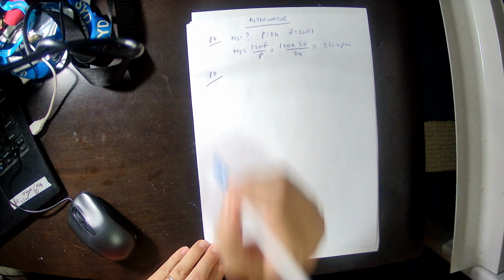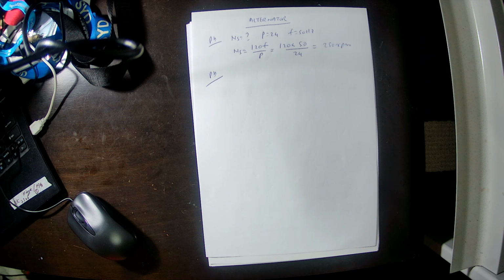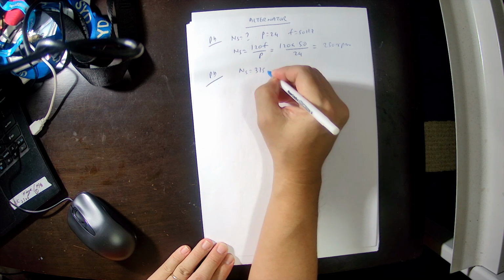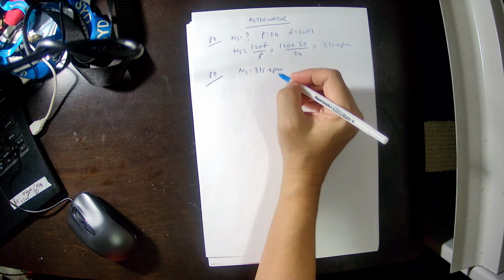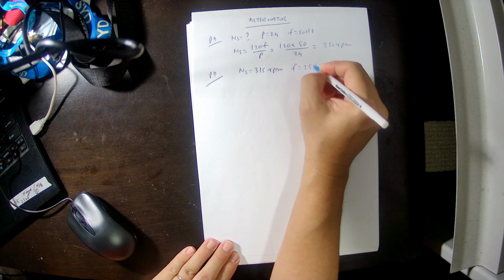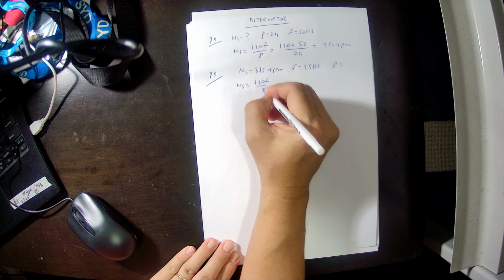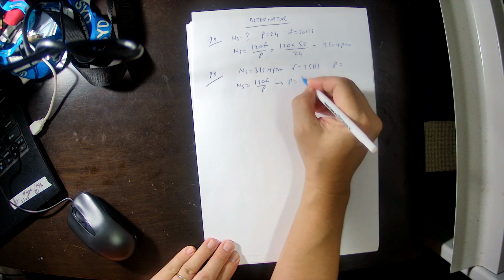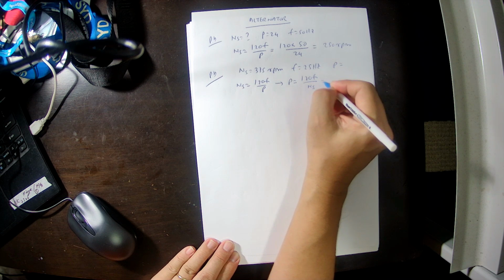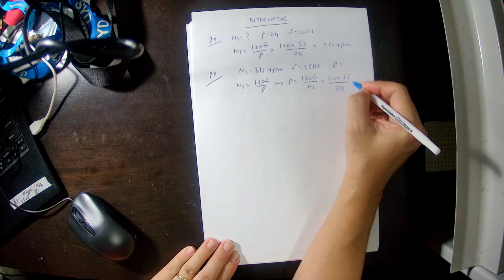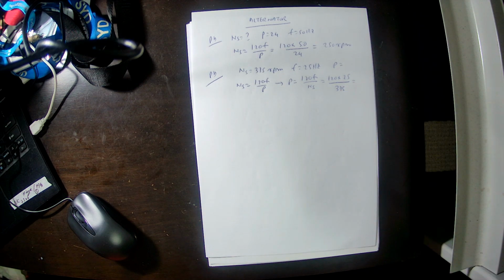Another problem. How many poles are required on a 25 Hz alternator running at 375 RPM? In this case, NS is equal to 375 RPM, and frequency F is equal to 25 Hertz. We need to calculate the number of poles. So NS equal to 120 F divided by P, then P equal to 120 F divided by NS. So 120, frequency 25, speed 375. So we can calculate, that will be 8 pole.